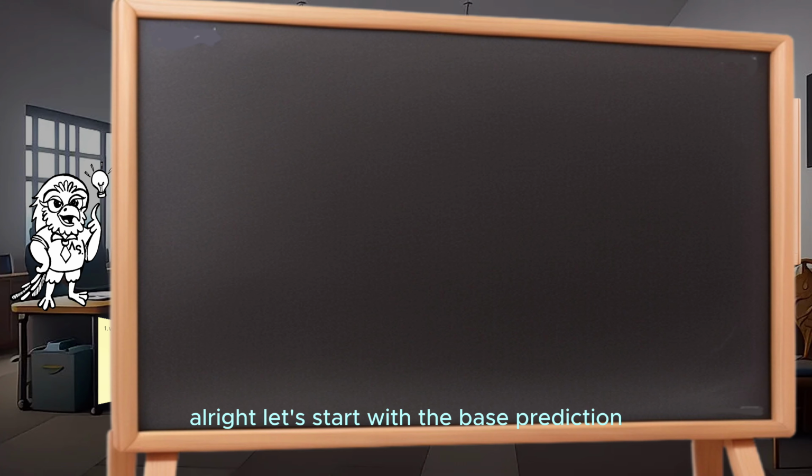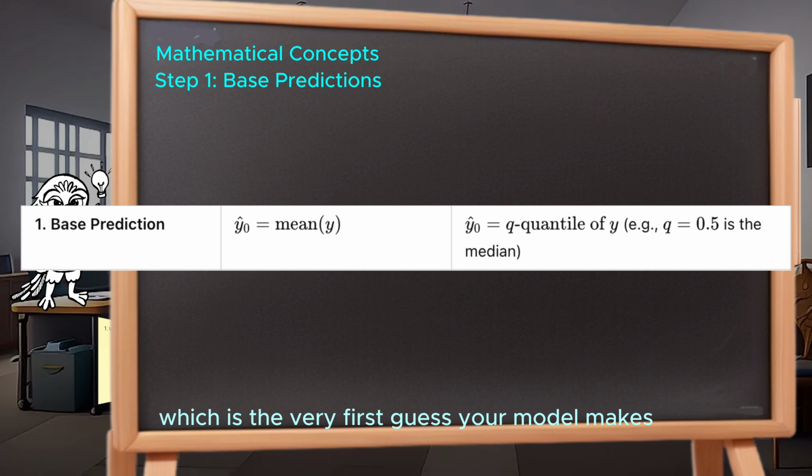Alright, let's start with the base prediction, which is the very first guess your model makes before any trees come into play. For MSE, this base prediction is the mean of the target values. Why? Because the mean minimizes squared differences. It's like saying, on average, where do we expect to land? For quantile loss, the story changes.